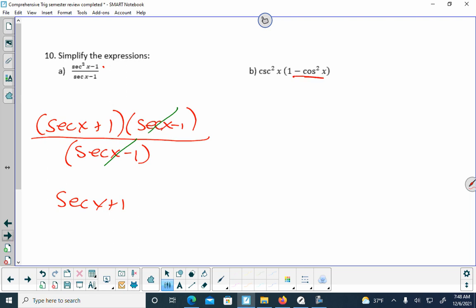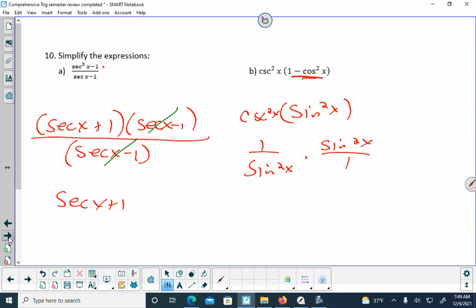Moving on to the next one, I have cosecant squared x times 1 minus cosine squared x. So this, I'm going to use a Pythagorean identity and write that as sine squared x, and that's going to be multiplied by cosecant squared x. I'm probably going to change the cosecant to 1 over sine squared and leave the sine squared as sine squared, but I might want to write that over 1 so I can see what I'm doing. And then the sine squareds will simplify, and I'm just left with 1.